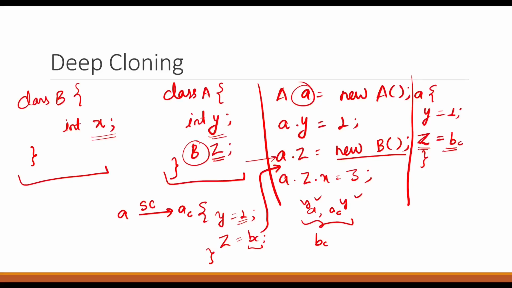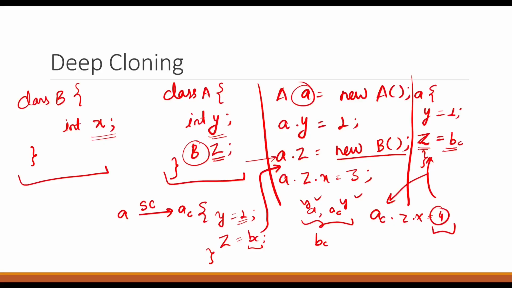Because if you simply do the shallow cloning of A to AC, this is going to create AC, which will have a Z pointing to the same B that was created over here. So if you do AC.Z.X equals 4, this value gets changed not just in AC but also in A, which is a problem, as it is not a true copying of objects from A to AC.